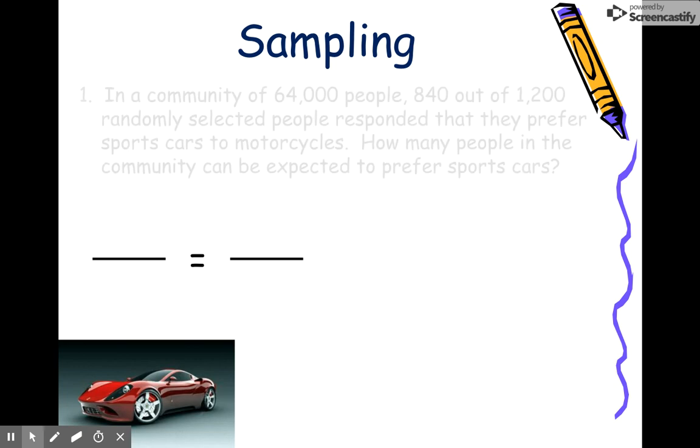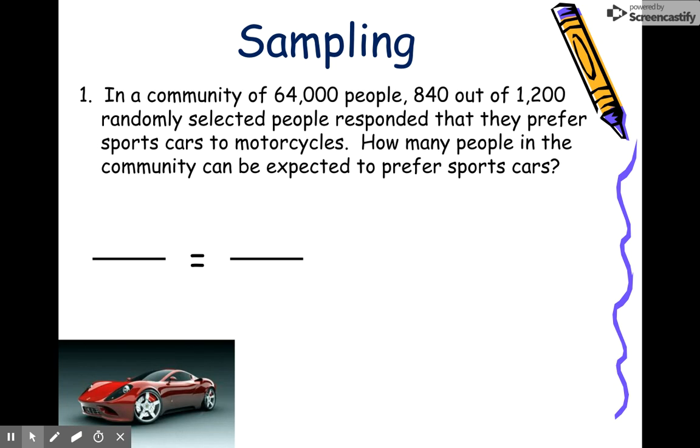Okay, so if we look at an example, it says in a community of 64,000 people, 840 out of 1,200 randomly selected people responded they prefer sports cars to motorcycles. How many people in the community can be expected to prefer sports cars? So if we look at it, we're trying to predict how many people in 64,000 would prefer sports cars when we've asked 1,200 and 840 said yes.